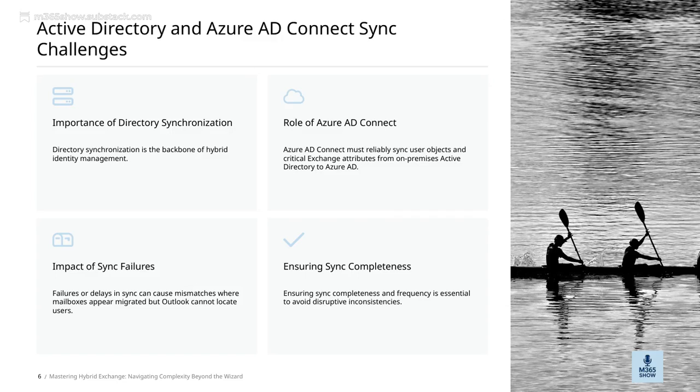Azure AD Connect plays a vital role here. It must reliably sync user objects and critical Exchange attributes from your on-premises directory to Azure AD. Think of it as the backbone of your hybrid identity management. Without a robust synchronization process, managing users across environments becomes much more complex and error-prone.